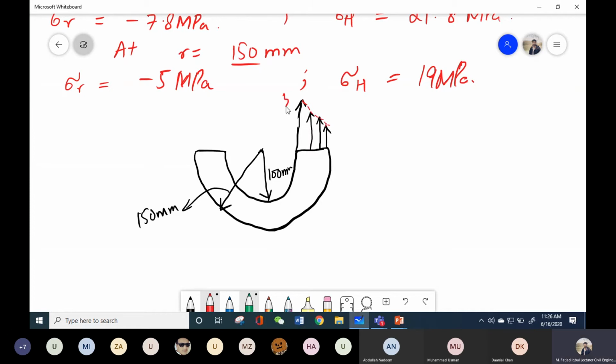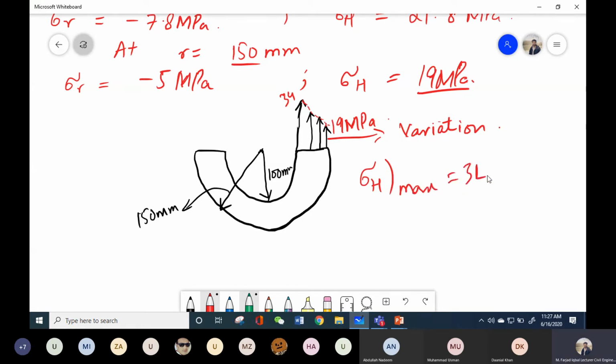So if you look onto this diagram, this value over here is 34 megapascal and the final value was 19 megapascal. So this is how you represent the variation of hoop stresses along the thickness of the cylinder. And the maximum value of hoop stress was 34 megapascal at a radius of 100 millimeters. And the minimum value is 19 megapascal at a radius of 150 millimeters.